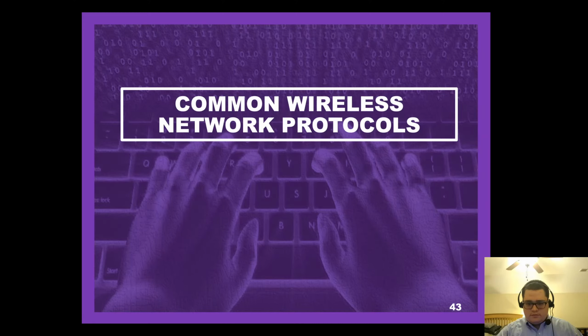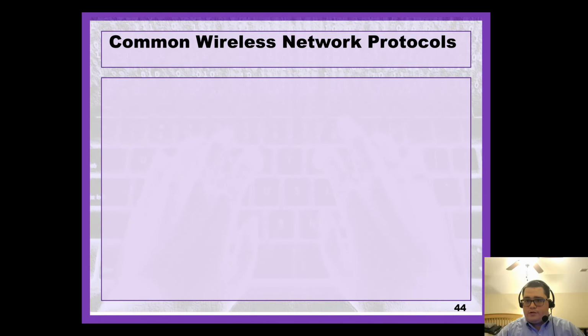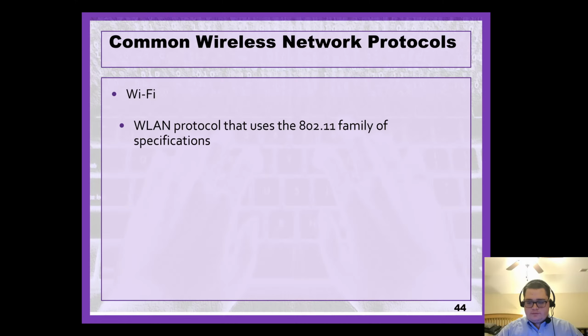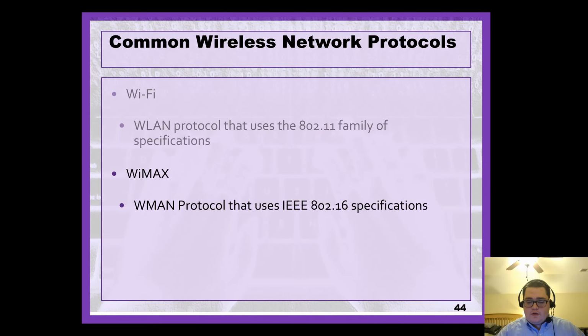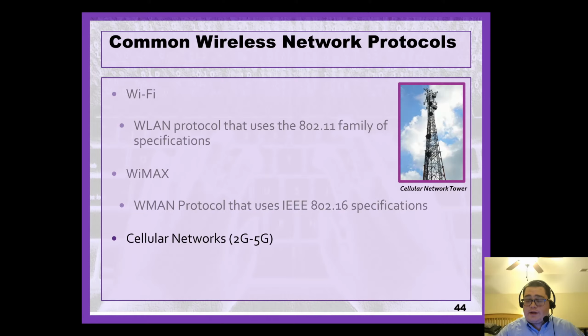And now we'll go over some common wireless network protocols. These are going to cover your Wi-Fi numbers, your IEEE protocols, that kind of thing. So first, I want to go over Wi-Fi. This is the WLAN protocol that uses the 802.11 family of specifications. WiMAX. This is a wireless metropolitan area network protocol that uses the IEEE 802.16 specifications.